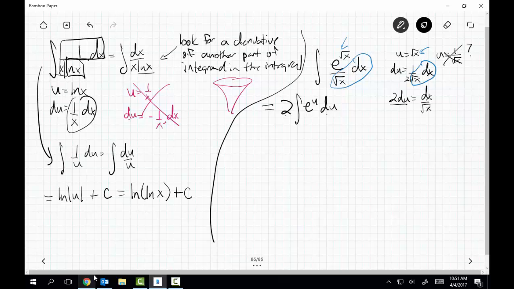This e to the u is accounted for here, right? Which is awesome. And now look how simple this thing is. That's the beauty is they distill down into much simpler forms. So this becomes 2 e to the u plus c, which is 2 e to the root x plus c, and I'm done. That's it. Man, that's pretty straightforward, isn't it?